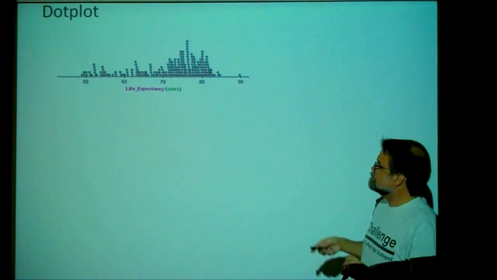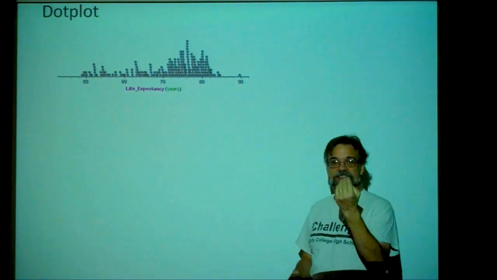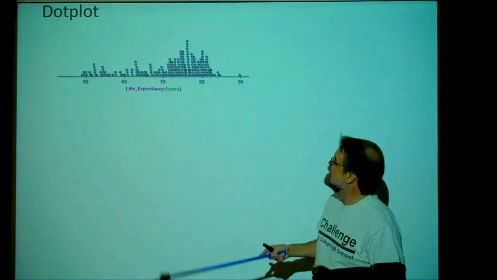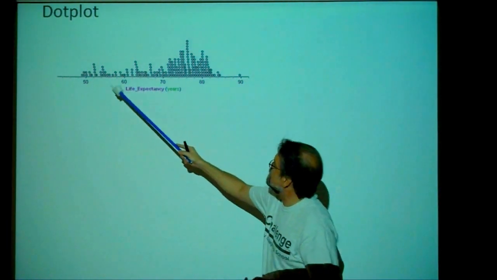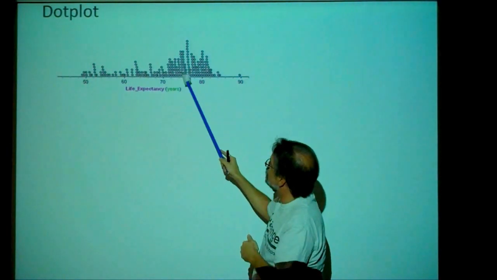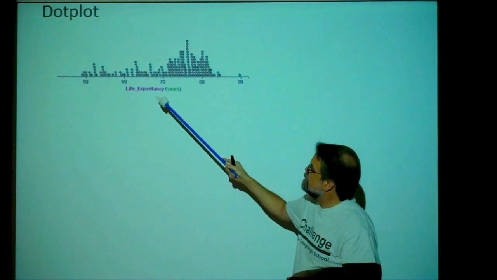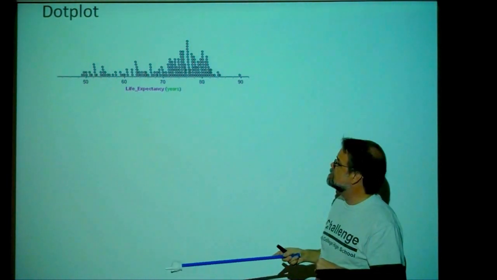So that's one dot plot. And remember the four things that you're supposed to check for. The center of this data set would be, I'm going to say about 74, 73, 74, somewhere around there. The spread goes from less than 50 to almost 90, so that's about 40 years.